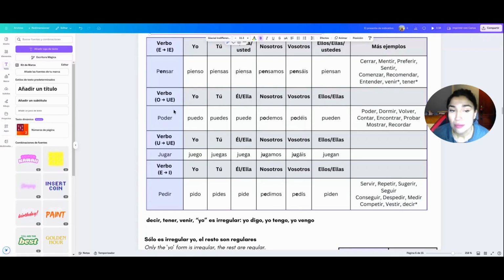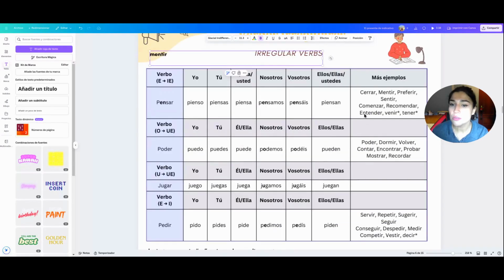The O goes to UE, so it's not podo, it is puedo. For example, dormir. Dormir is to sleep. O goes to UE, so duermo, duermes, duerme, dormimos, we don't change it. Dormís, duermen. The same as, for example, probar. Probar is to try. Pruebo, tú pruebas, él prueba. Probamos, probáis, prueban. So jugar, the U to UE. Yo juego, tú juegas, él juega. Jugamos, the keeper, jugáis, juegan.